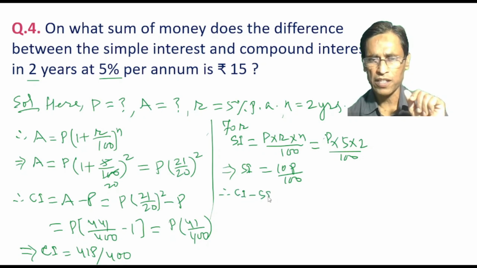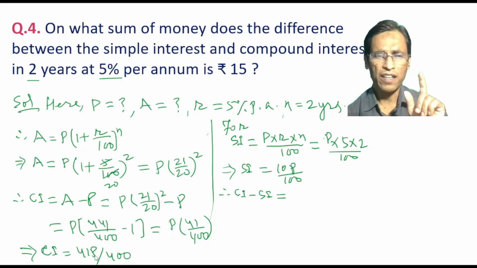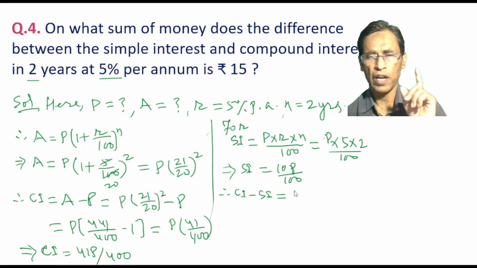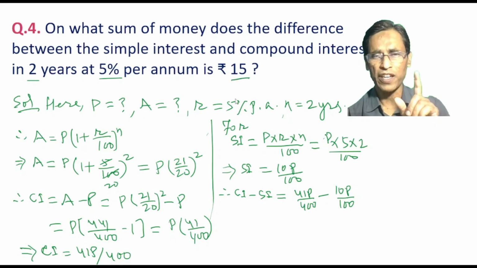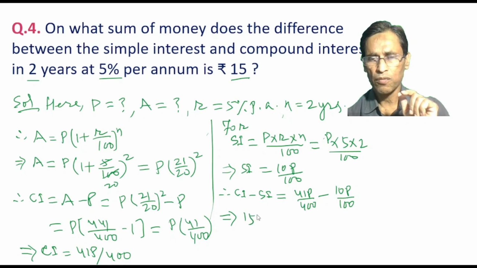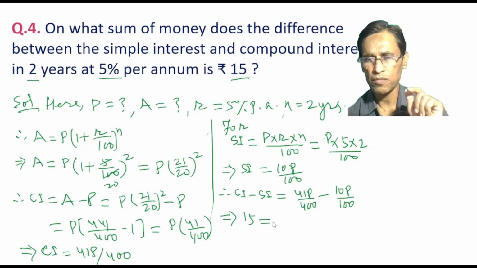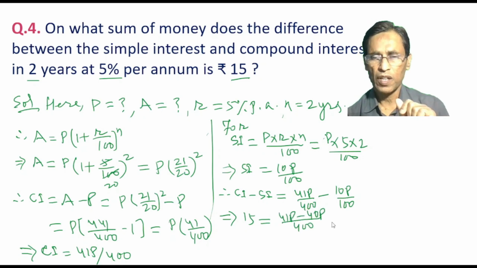CI minus SI equals 41P by 400 minus 10P by 100. The difference between compound interest and simple interest is given as 15, so we replace this by 15. 15 equals, now in the RHS, which gives the difference, only P, so P by 400.